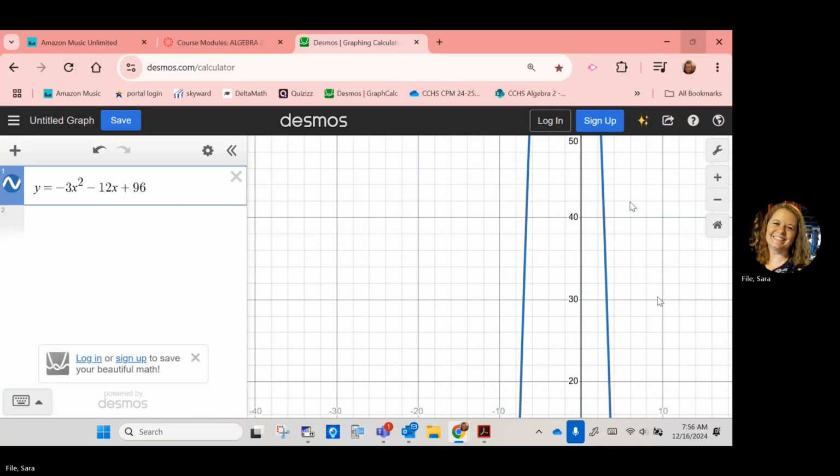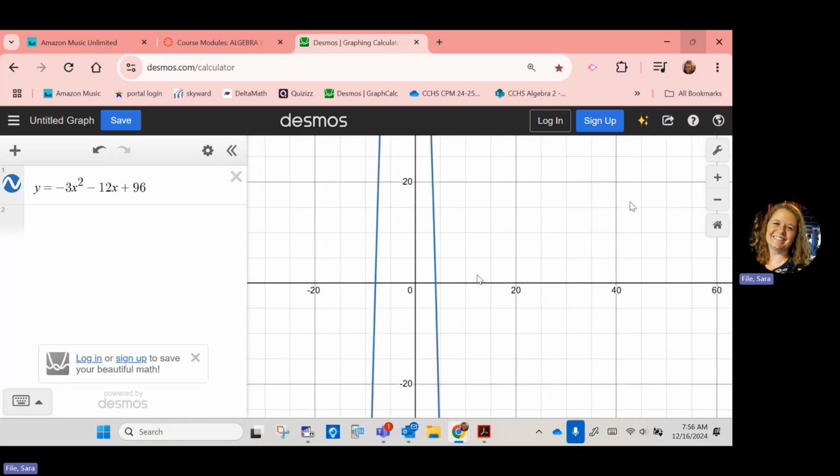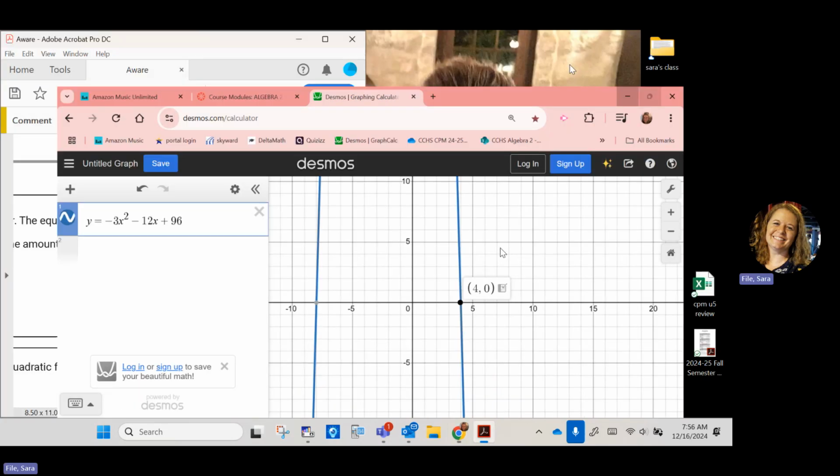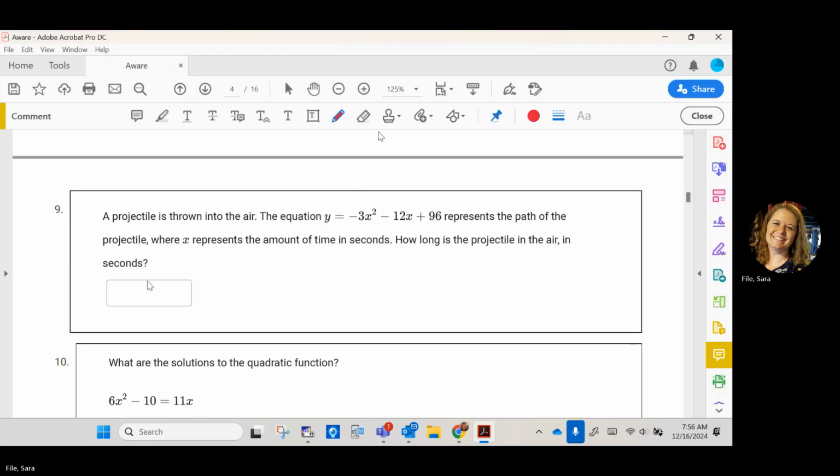Well, it's in the air until it gets here, right? If that h is representing the height, the height is 0. That's when it hits the ground. They're asking us for the x-intercept. You have to understand that in these scenarios, the x-axis is the ground. So the height is 0, it's no longer in the air, and it took how many seconds? It took 4 seconds. So that one is 4.